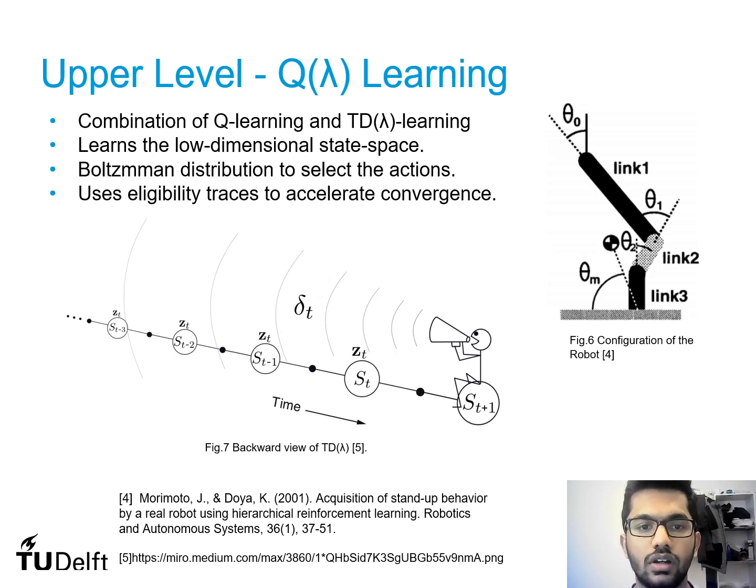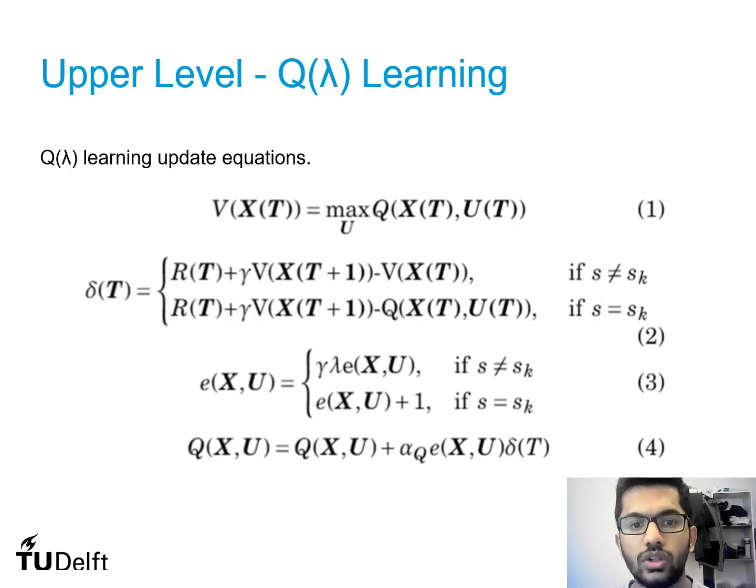In the next slide, we are going to see about the equations that are used in the Q lambda learning. In this slide, we are going to see about the equations used in the Q lambda learning. The first equation here is a state value function, which gives the information about the possible future rewards you may get for being in a given state S.